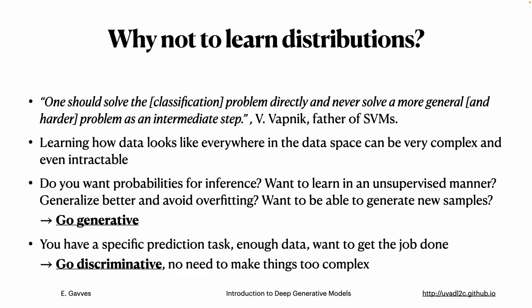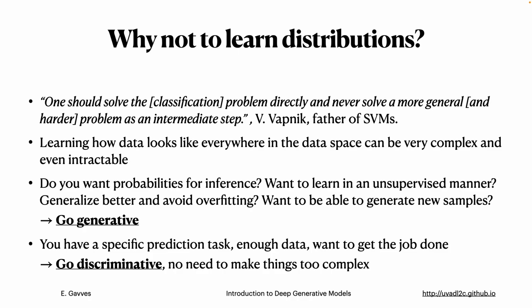A very smart guy. Basically, his crux is that one should solve the classification problem directly and never try to solve a more general problem, which is also a harder one, as an intermediate step. So if I want to classify images as bicycles, I don't have to learn what an image is, what the world is, and what all possible objects are. I just want to be able to say whether this is a bicycle or not. Learning how the data looks everywhere in the data space can be very complex, very expensive, and more importantly, very unnecessary.